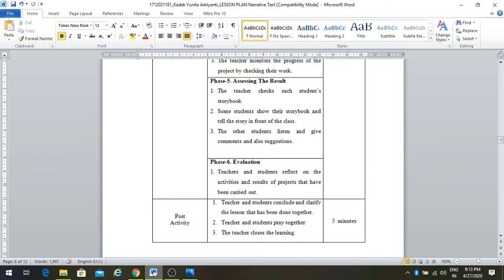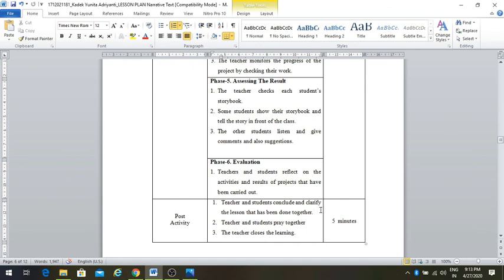And for the post activity, the teacher and students conclude and clarify the lesson that has been done together. That can be done by asking the students what they got from the topic, their understanding of the topic, and etc. And then the teacher and students pray together, and after that the teacher closes the learning.